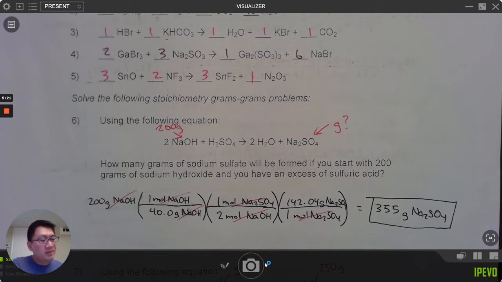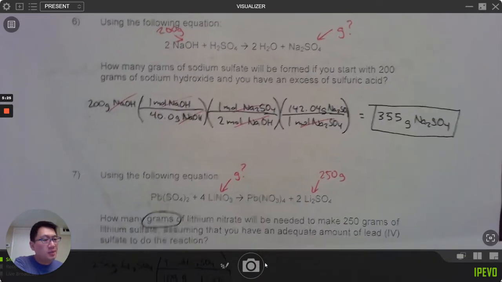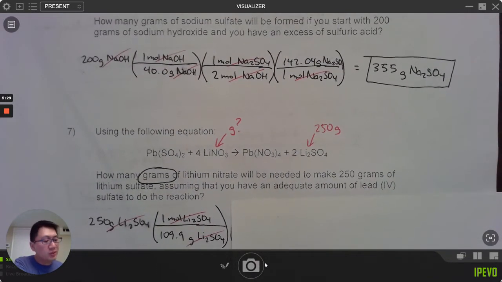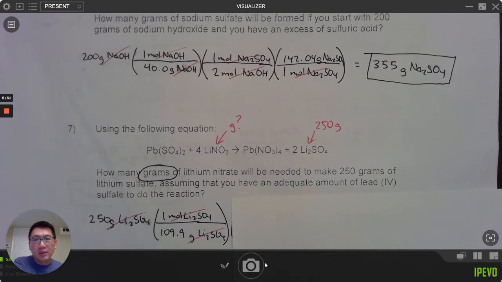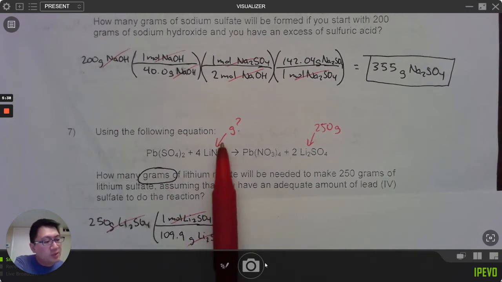Okay, question number 7 is kind of the same thing, just another equation, but a similar kind of problem in that this is yet another gram-to-gram stoichiometry problem. Why do I say that? Here's the balanced equation. It's already given. Question's how many grams? So I want to find grams of lithium nitrate.